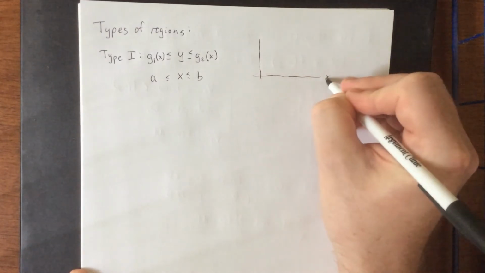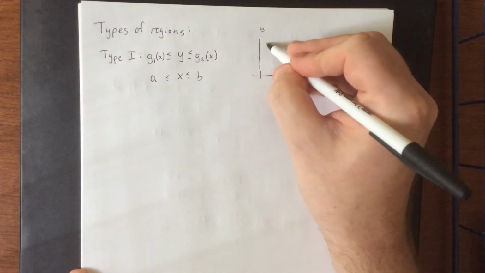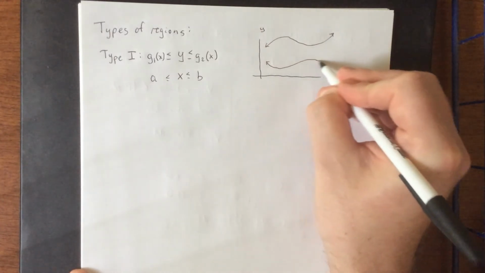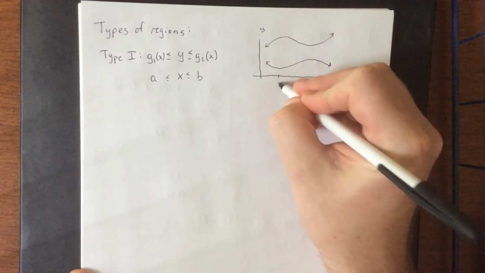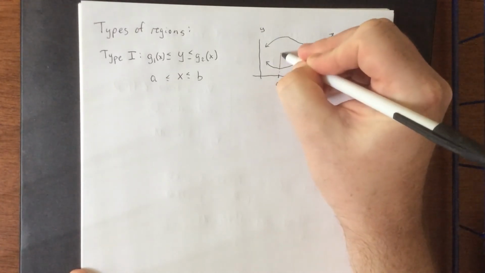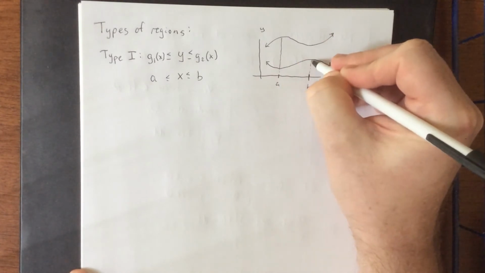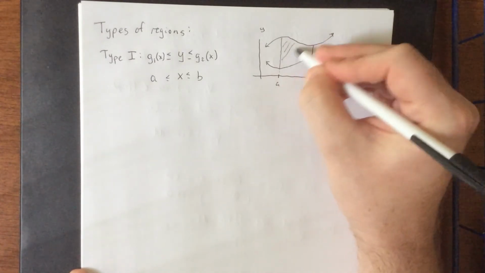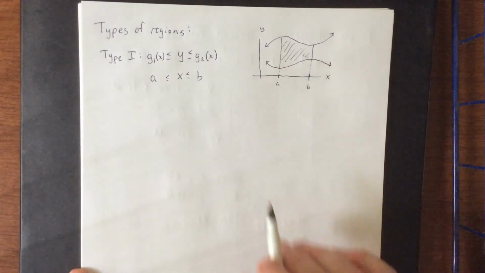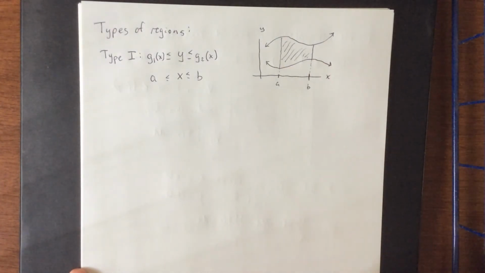So a general idea of what a type 1 region would look like is we would have a top function, we would have a bottom function, and then we would have two x values like so. The region in question would be the region that's contained by these two functions of x and these two vertical lines. Now, this is a type 1 region.